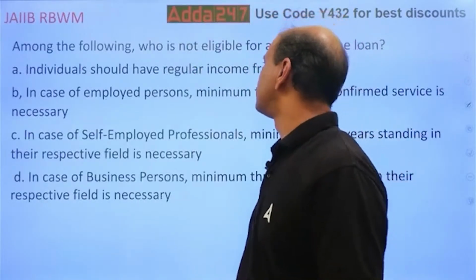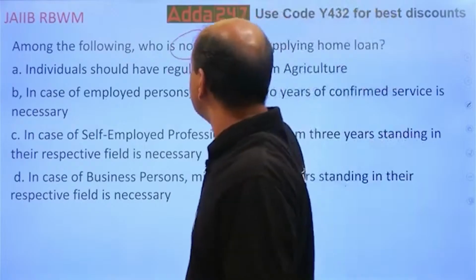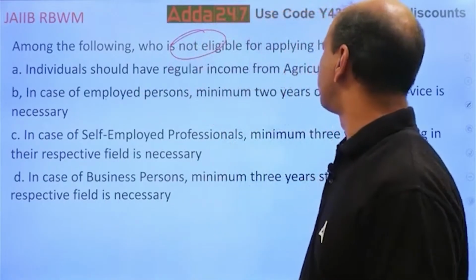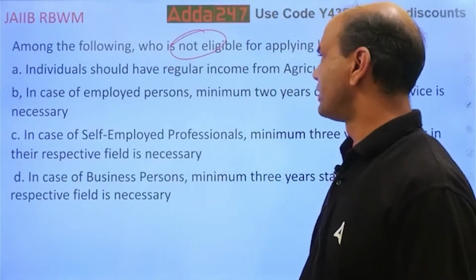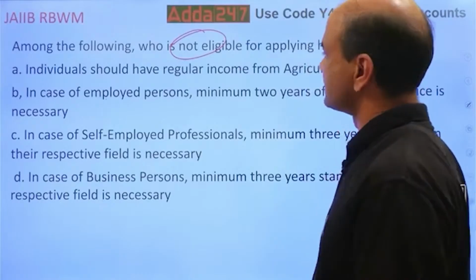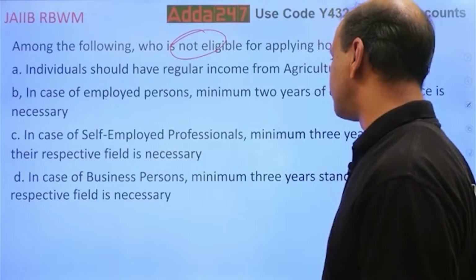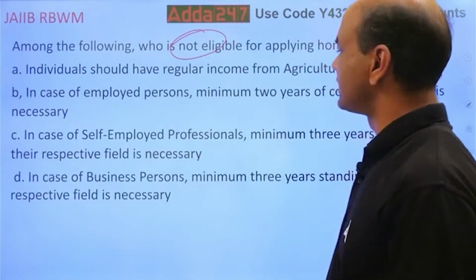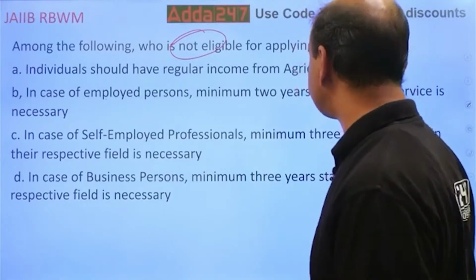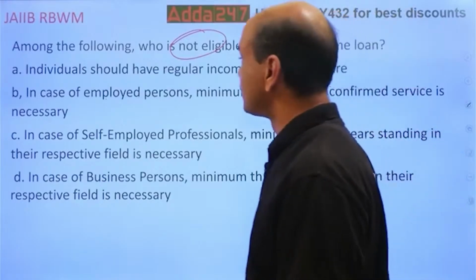Among the following, which is not eligible for applying home loan? Individuals should have regular income from agriculture. In case of employed persons, minimum 2 years of confirmed service is necessary. In case of self-employed personnel, minimum 3 years standing in respective field is necessary. In case of business persons, minimum 3 years standing in respective field is necessary. So who is not eligible?